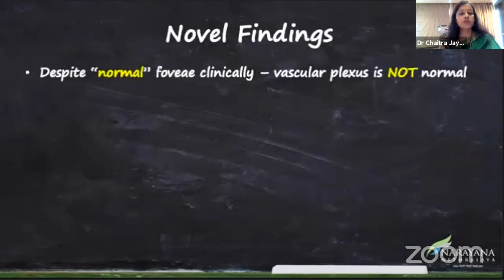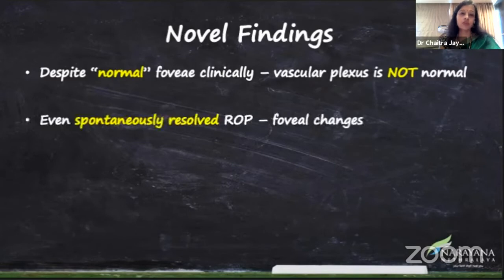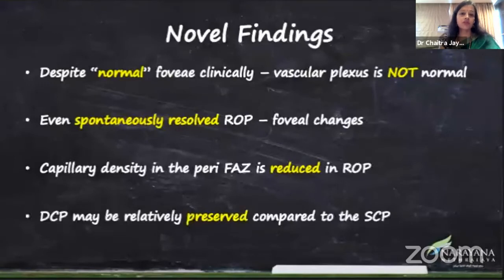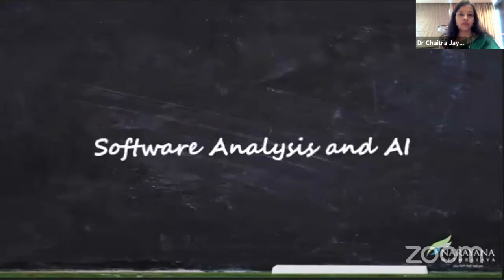So what we found here is, despite a normal appearing fovea clinically, you cannot necessarily assume that the vascular plexus is normal. Even spontaneously resolved ROP had foveal changes. The capillary density was reduced in ROP, and DCP may be relatively preserved compared to the SCP.